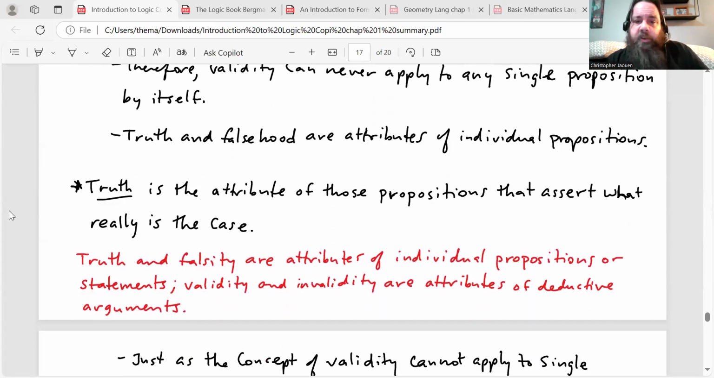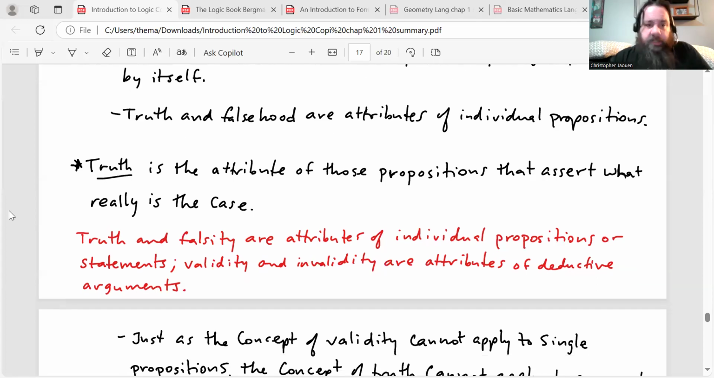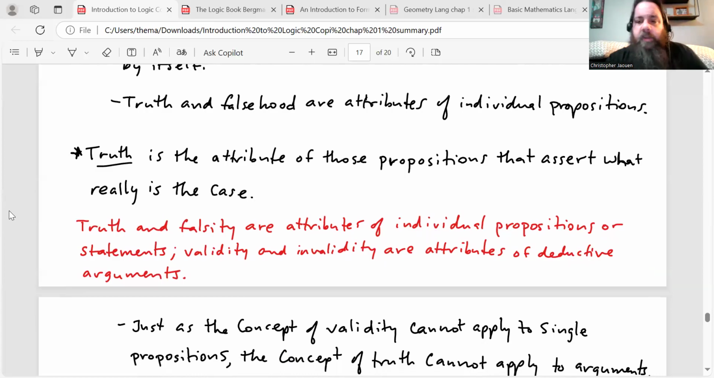Truth is the attribute of those propositions that assert what really is the case. Truth and falsity are attributes of individual propositions or statements. Validity and invalidity are attributes of deductive arguments. We've already said this a few times already.